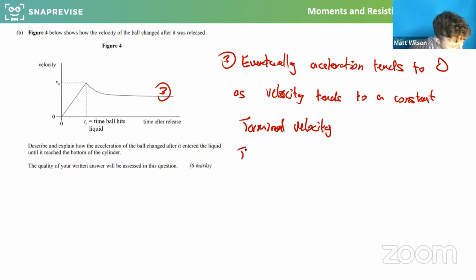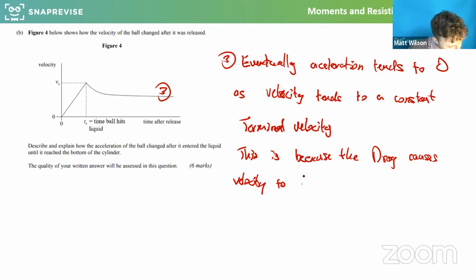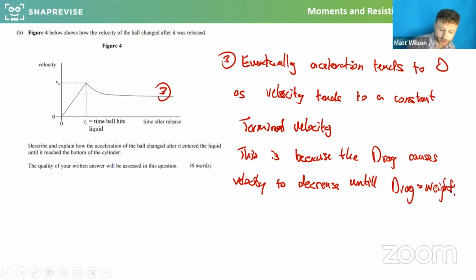And why is this? This is because the drag causes velocity to decrease until it is the case that the drag equals the weight, at which point we would have a constant velocity. Absolutely right. Good. Okay, so hopefully that's all making sense.